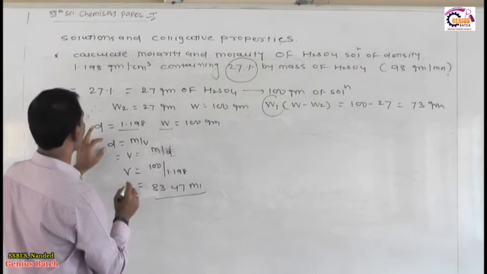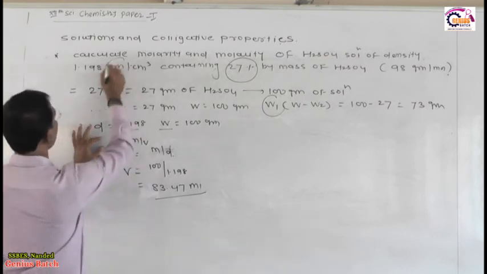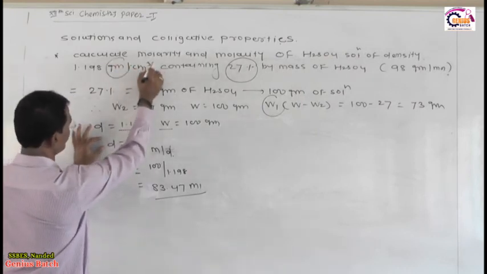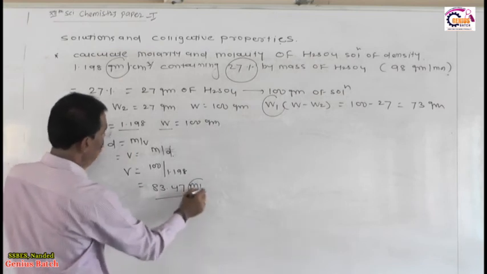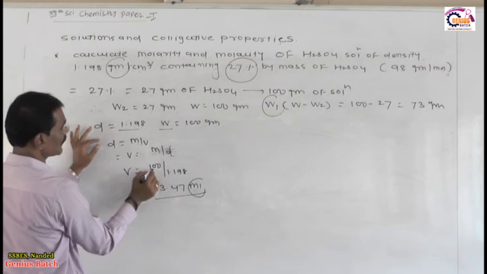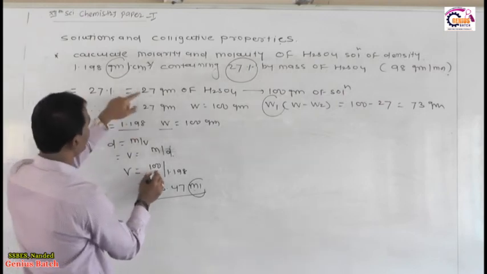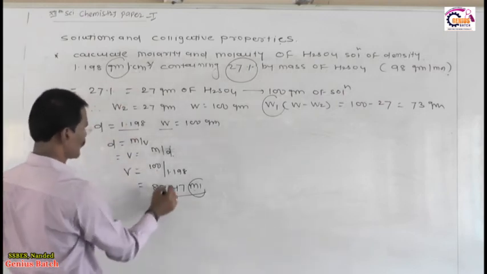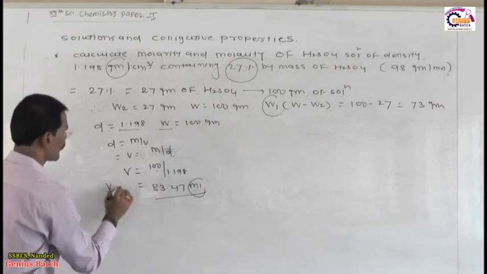Keep in your mind, the unit of density is gram per cm cube, gram per ml. Therefore you must calculate the volume in ml, because if it is in ml, then mass must be in gram. If it is in dm cube, mass is in kilogram. So keep in your mind, this is the volume of solution.